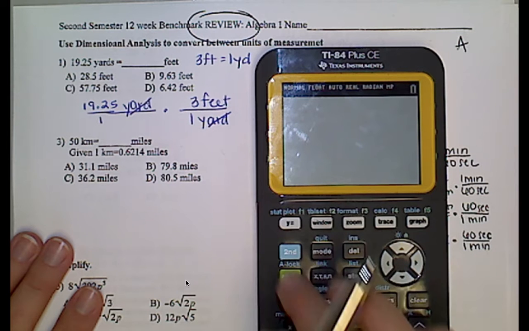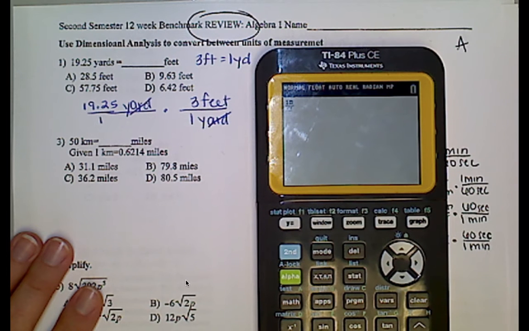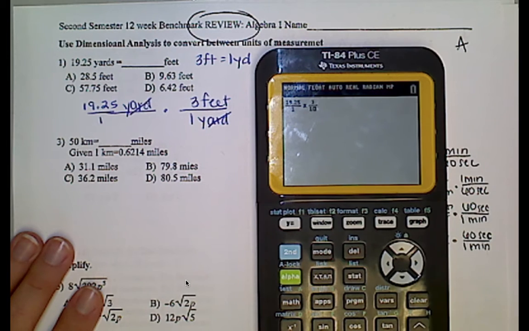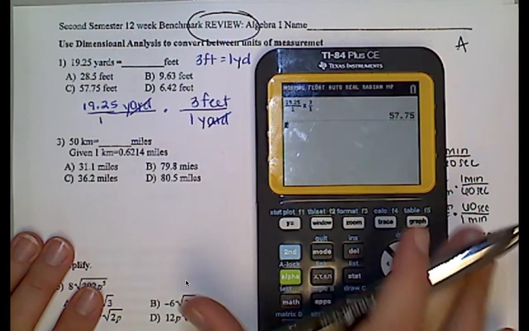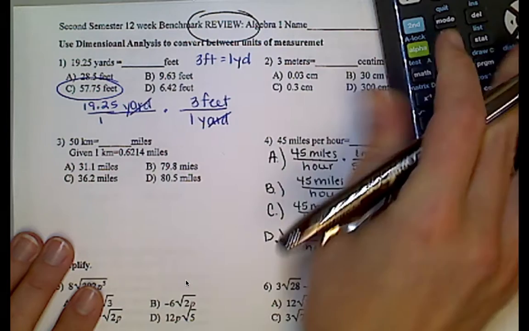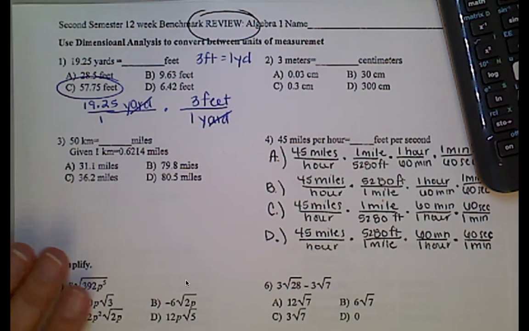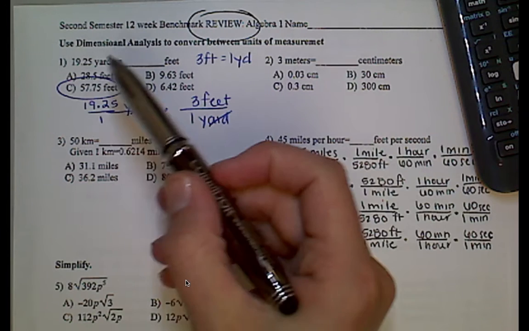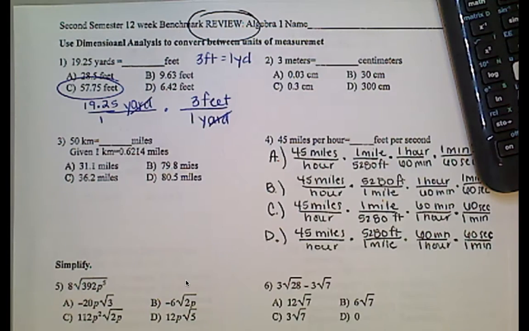Alpha y equals enter 19.25 over 1 times 3 over 1. And you're going to result in 57.75, which is answer choice C. When you're doing this, remember yards are bigger than feet, so you're going to a smaller measurement, which means you'll have more feet. It takes more feet to make that many yards. But regardless, if you set it up like this, you should get it.